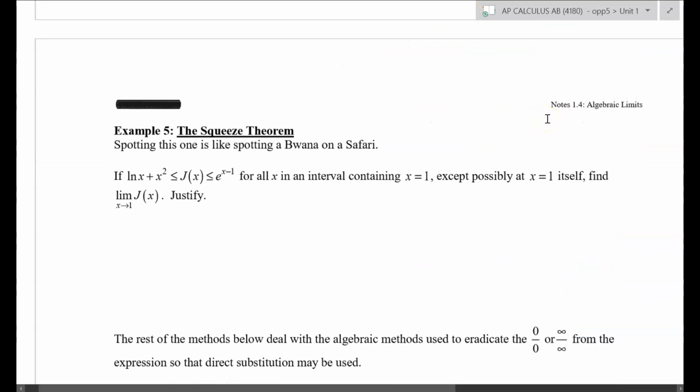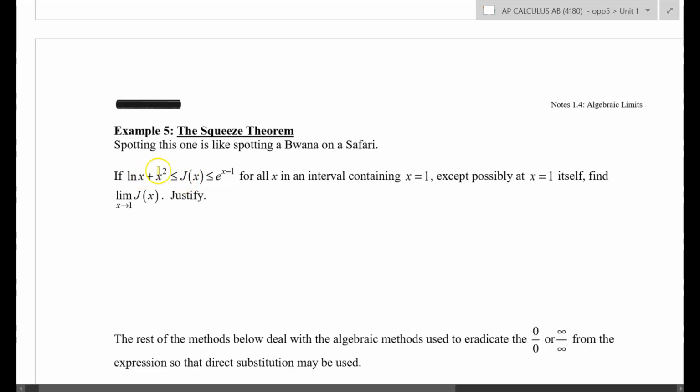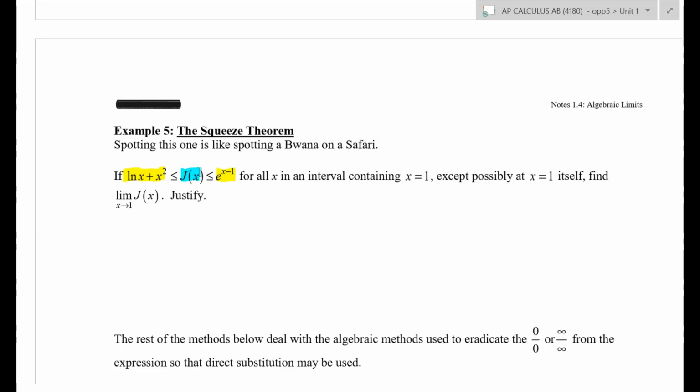Then we talked about squeeze theorem. But how do we know we have a squeeze theorem problem? Well, we have a left side, we have a right side, we have a middle, and then we have that inequality, right? So we have something that fits within two different functions, okay?